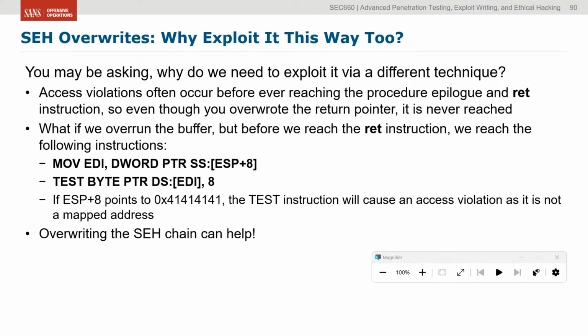Well, since you wrote a ton of A's, guess what's going to load into EDI? 41414141. Then the next instruction says test whatever's at the address stored in EDI against the number 8. That's going to cause the access violation right there, because it's going to try to go to address 41414141, which is not going to be mapped from virtual to physical addressing in the page tables. That's going to be your access violation, a write access or read access violation, which means you never make it to the return to get control via the return pointer overwrite, and your option is going to be to go after the exception handler on the stack.